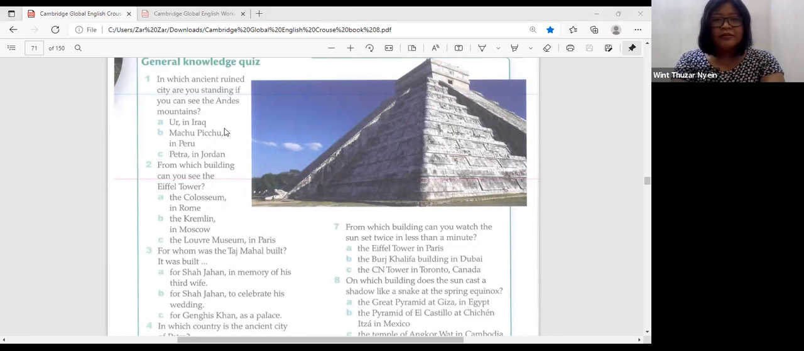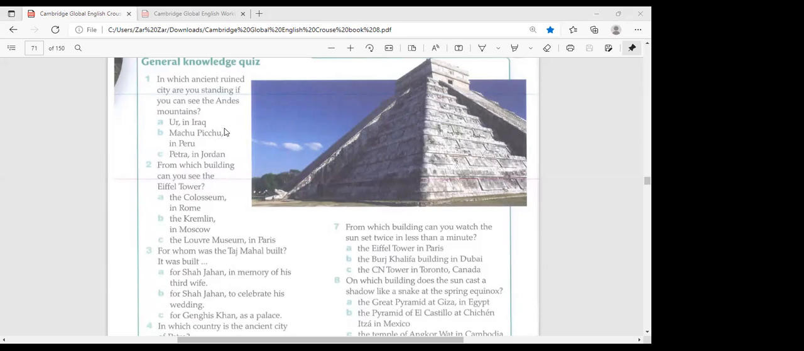Track 19. 1. In which ancient ruined city are you standing if you can see the Andes Mountains? You're standing in Machu Picchu in Peru. Machu Picchu was built by the Incas. It's high in the Andes Mountains at 2,430 meters above sea level.